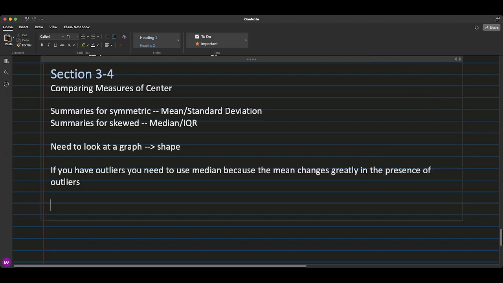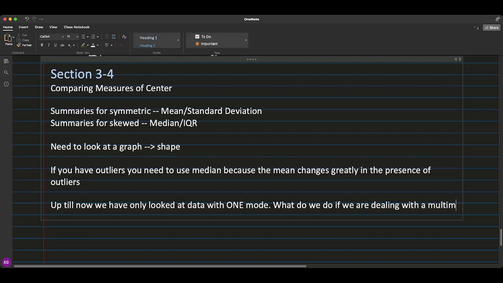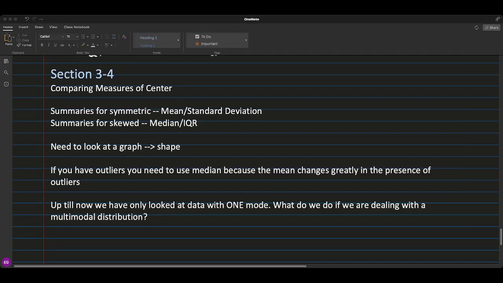Okay, here's another question. Up till now, we have only looked at data with one mode, right? Remember the mode is the high point, and then using that one mode, you determine if it's skewed or symmetric. What do we do if we are dealing with a multi-modal distribution? Okay, so I'm going to go to StatCrunch and we're going to look at an example of this. What do we do if we have a multimodal distribution?